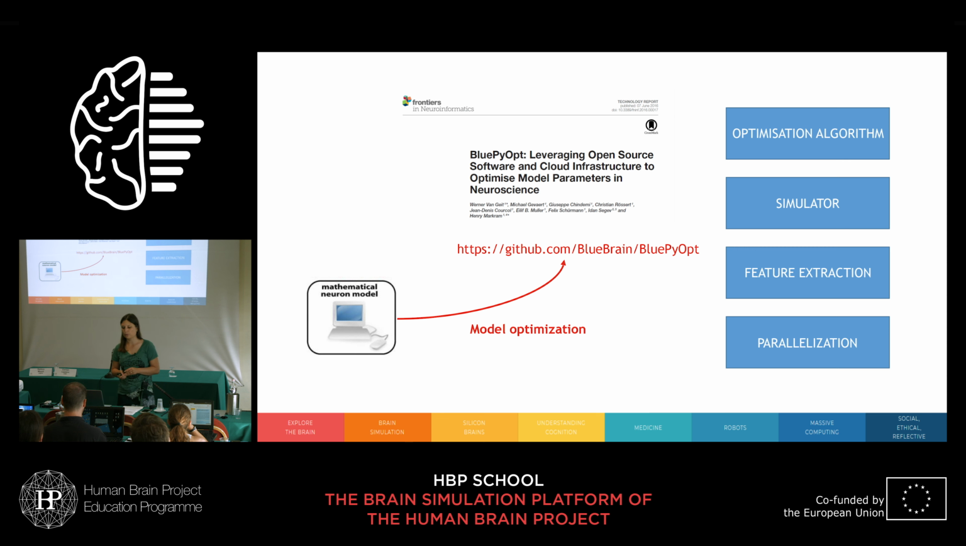I'm going to talk about the optimization algorithm, which is called BluePyOpt. It was written by Werner Van Geit et al. It's an open source algorithm, so you can find it on GitHub. And we will see what algorithm it uses, what the simulator is, the feature extraction you have seen already yesterday, and how the parallelization is done.